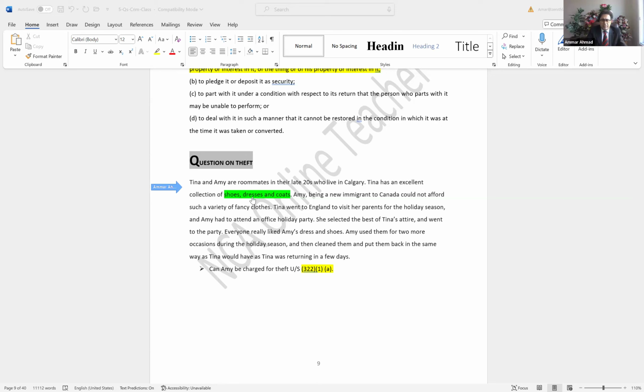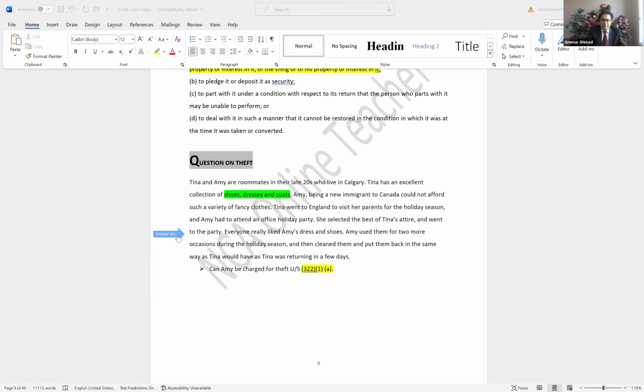Tina and Amy are roommates in their late 20s who live in Calgary. Tina has an excellent collection of shoes, dresses, and coats. Amy, being a new immigrant to Canada, could not afford such a variety of fancy clothes. Tina went to England to visit her parents for the holiday season, and Amy had to attend an office holiday party. She selected the best of Tina's attire and went to the party.